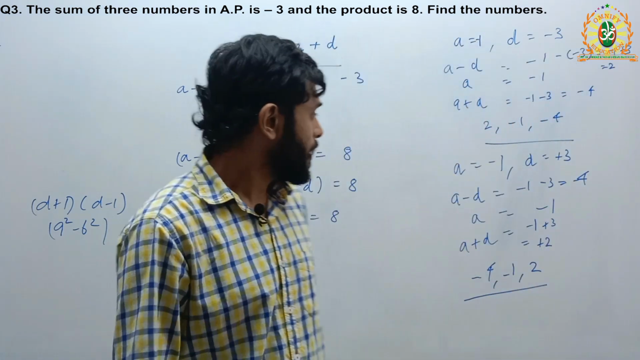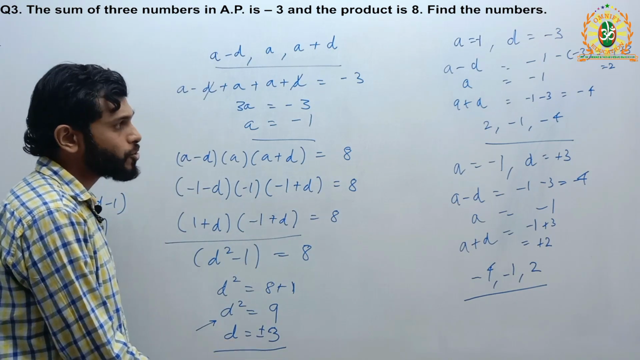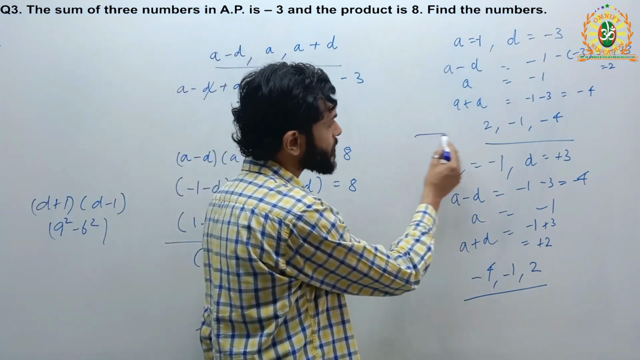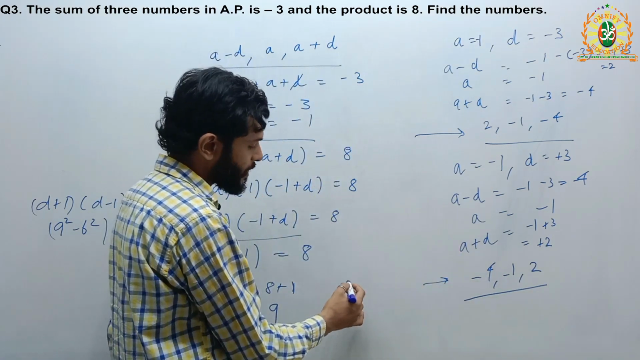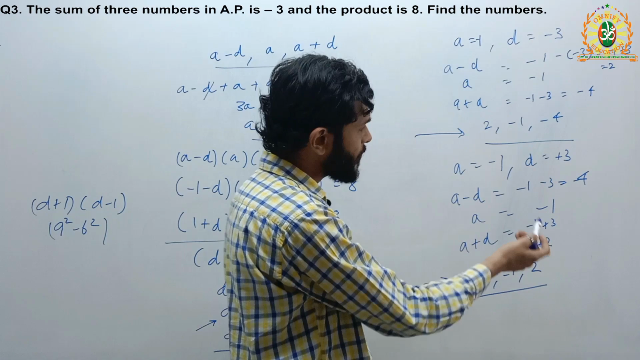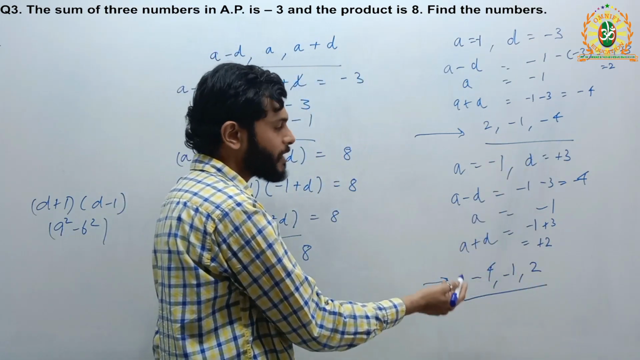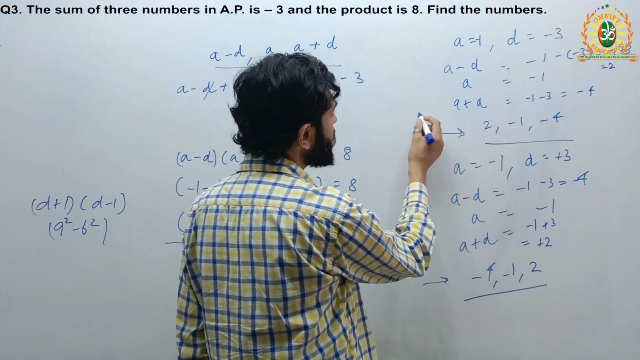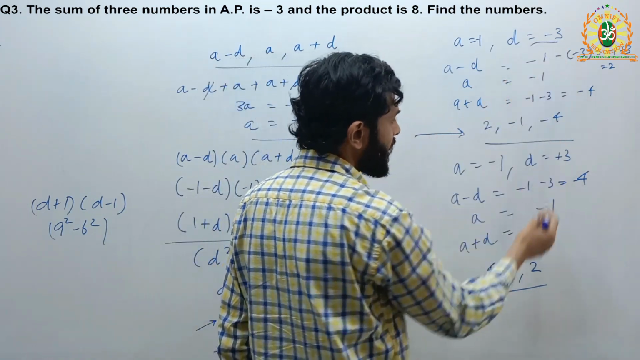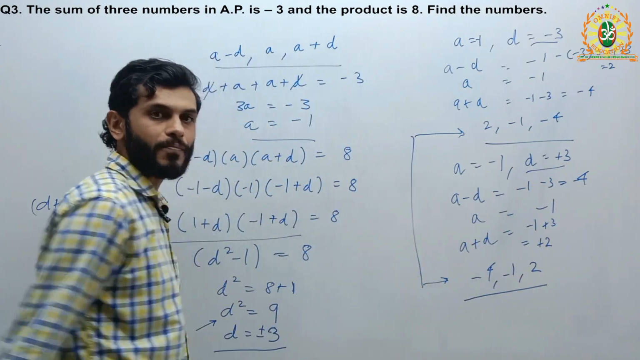So do remember that whenever you get the value of d as plus minus, you have to form two cases, and in both the cases the numbers are different. The numbers however are the same, 2, minus 1 and minus 4, but if they are used in AP, it will make a different effect, as here the common difference would be minus 3 and here the common difference would be plus 3. So you have to write both the answers.